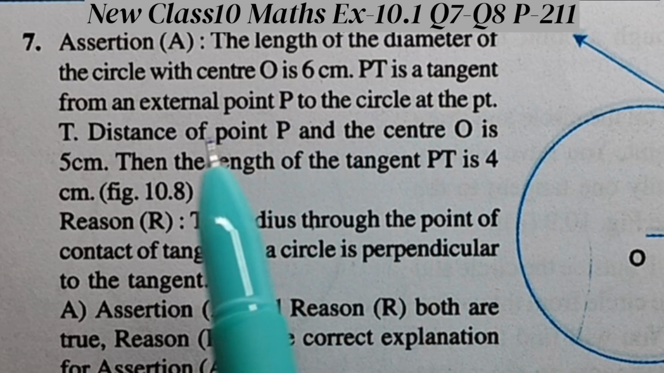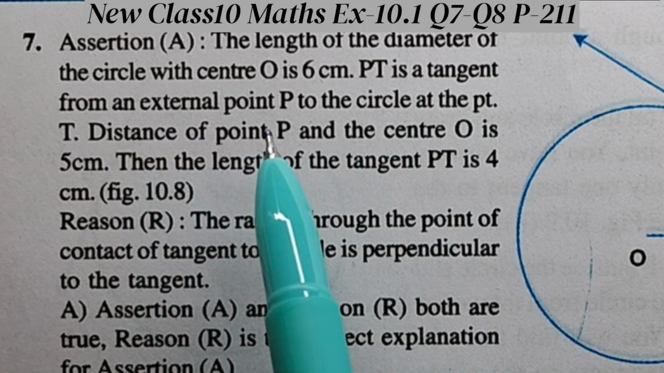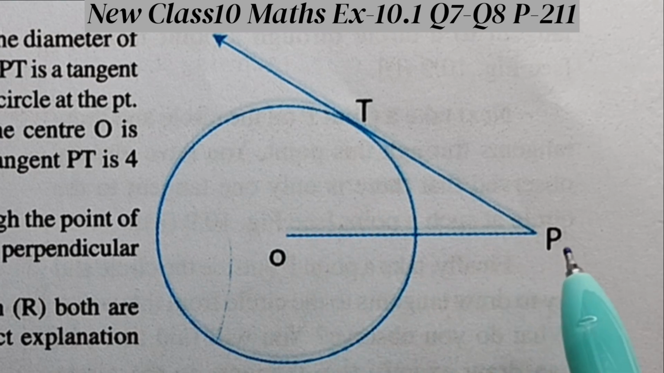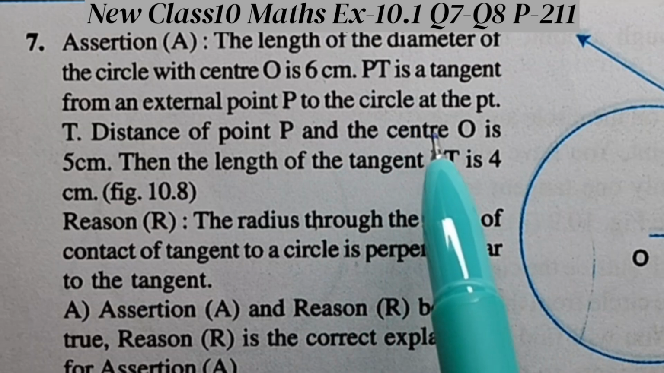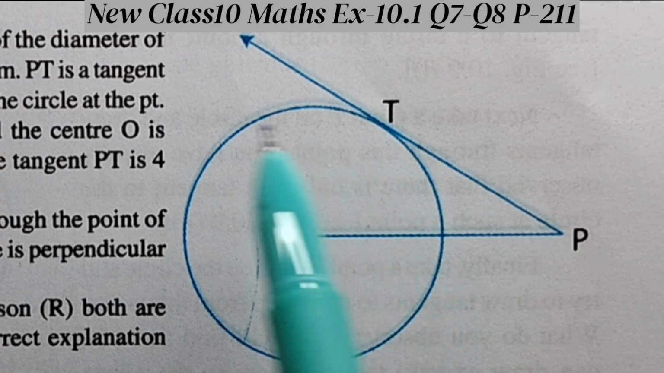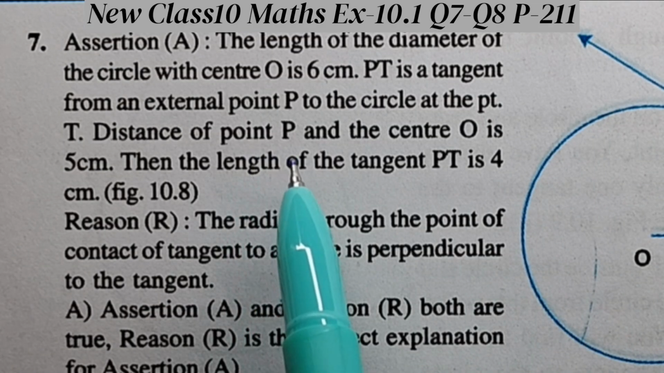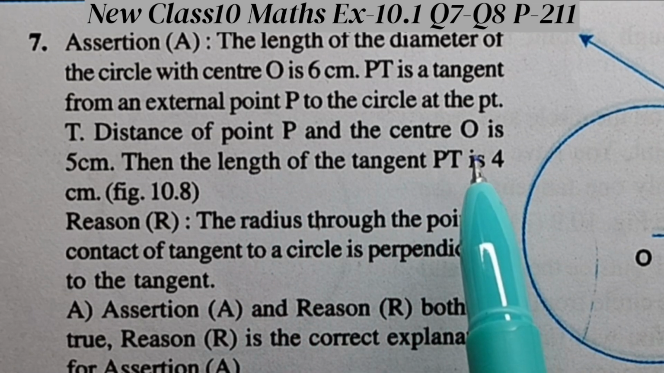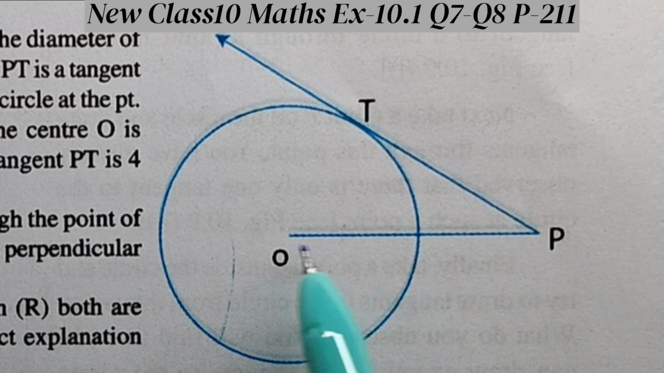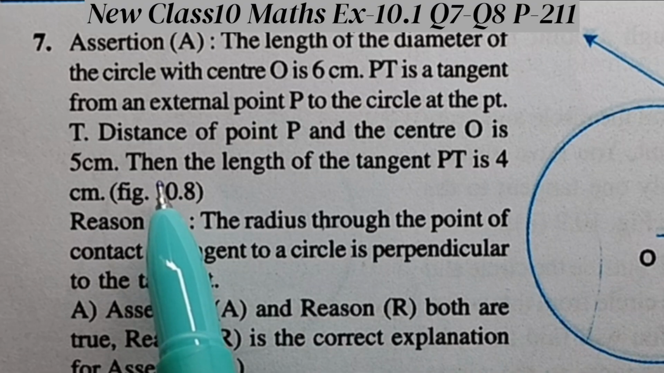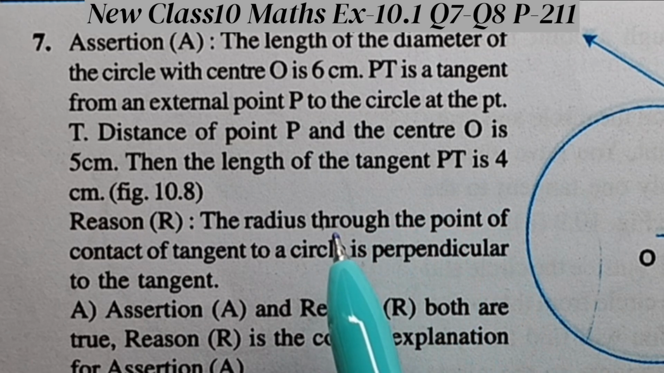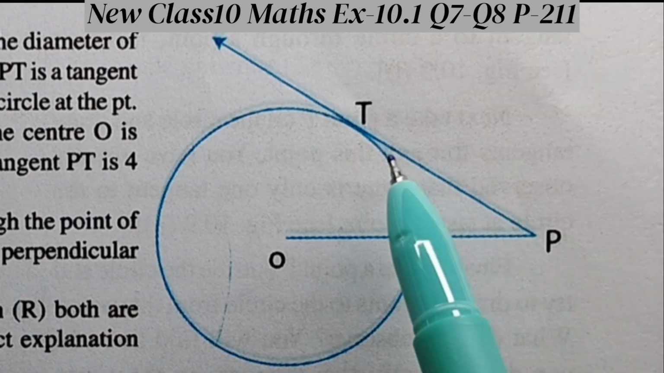PT is a tangent from an external point P to the circle at the point T. The point of contact is T. The distance between the point P and the center O is 5 cm. Then the length of the tangent PT is 4 cm.